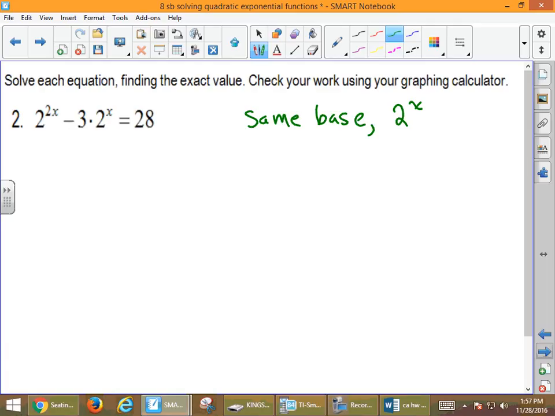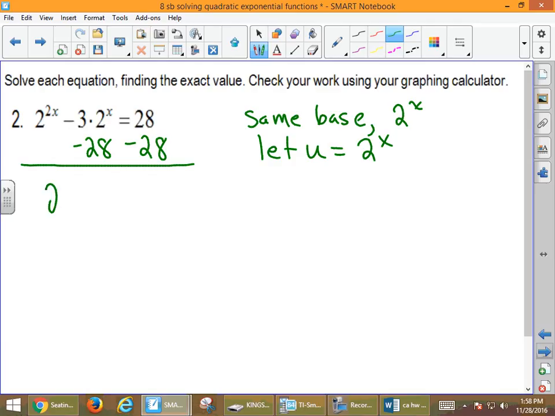So step 2 says that we're going to let u, or whatever variable you pick, equal 2 to the x. And we're going to substitute this back in. But I do want to rewrite this problem a little bit to put it in quadratic form here, and I'm probably going out of order on my steps. But let's move the 28 over to the other side. And we have 2 to the 2x minus 3 times 2 to the x minus 28 equals 0.